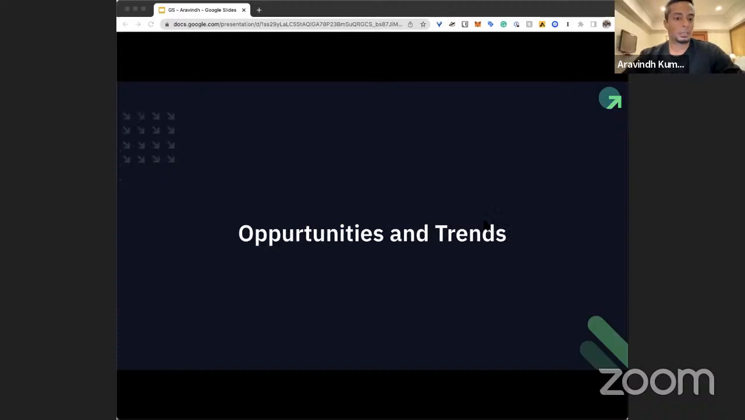So I would want to end this session sharing my thoughts on what the opportunities and trends are. No, these are not like bullish projections, like you should bet on this token or this use case, but more along the lines of what social change could happen over the coming years with Web3 and the creator economy.